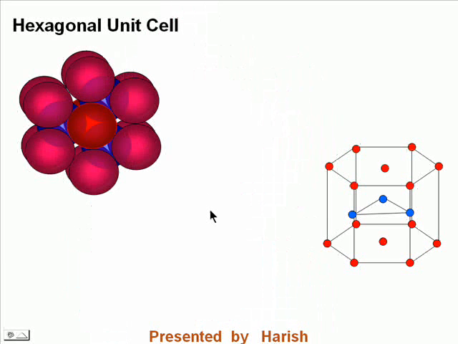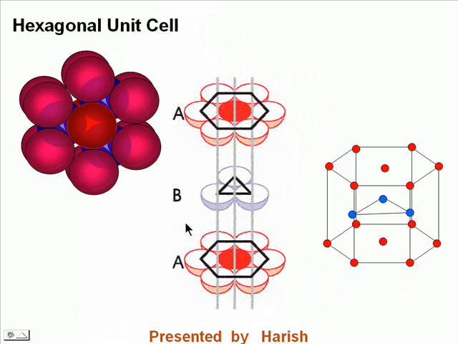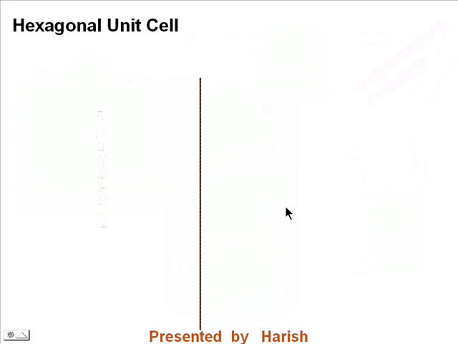So this is the hexagonal unit cell. Let's see how many atoms are present in this. Before that, let's have another look at this hexagonal unit cell. There are going to be 7 plus 3 plus 7, 14 plus 3, 17 atoms that make a unit cell. This is how they are present. These 3 atoms are at the depressions, depression 1, 2, 3, of this particular first layer. So we have 7 plus 3 plus 7, 17 atoms to make a model.